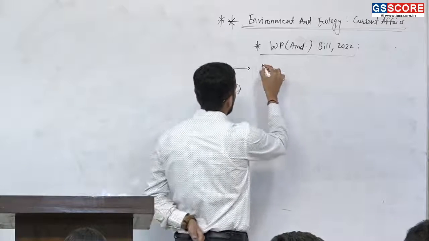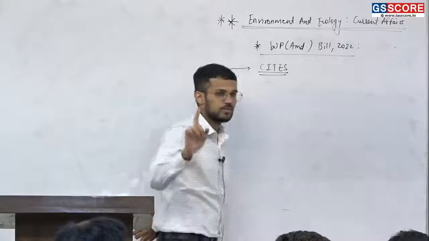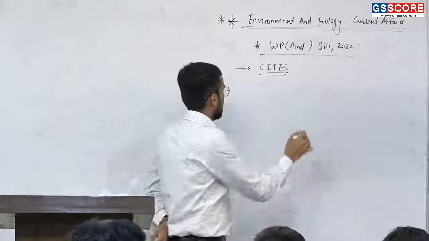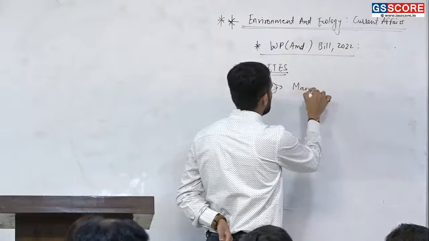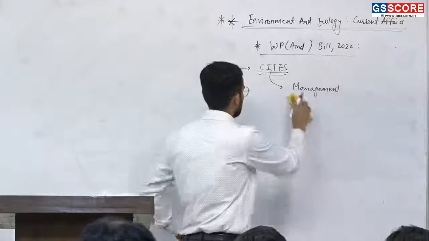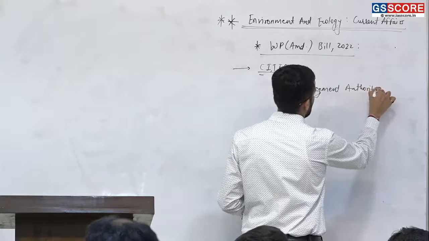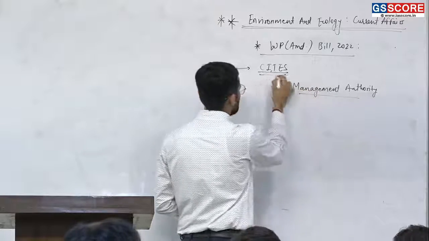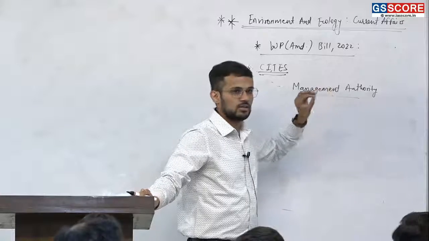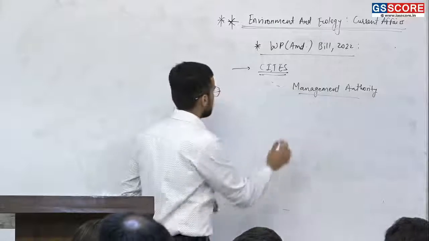Fine. So what we are trying to do, we are trying to make our act, Wildlife Protection Act, in sync with CITES. Right? And there will be establishment of one management authority who will permit trade of species listed under CITES, right? So this will ensure that the species mentioned under CITES are given proper protection. Fine. So that is first.